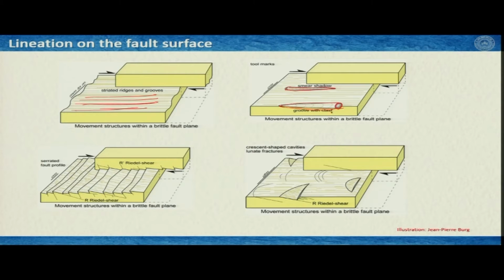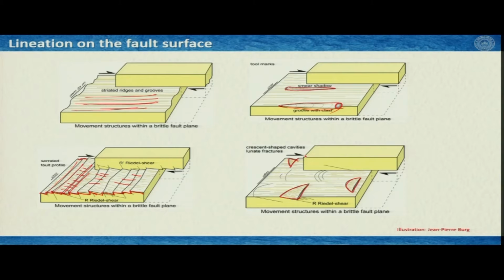This is also possible to visualize in the field if you are lucky. Then fault planes are also characterized by a number of shear fractures. Riedel shear fractures are one of them, and we learned about Riedel shear fractures in our fault lecture. If they are connected to each other, then they form these step-like features, and these are also characteristics of lineations, and you can figure out that the lineations should form in this direction. You can also form some sort of crescent shaped cavities or lunate fractures. They appear like this, and they also indicate the direction of the fault movement.